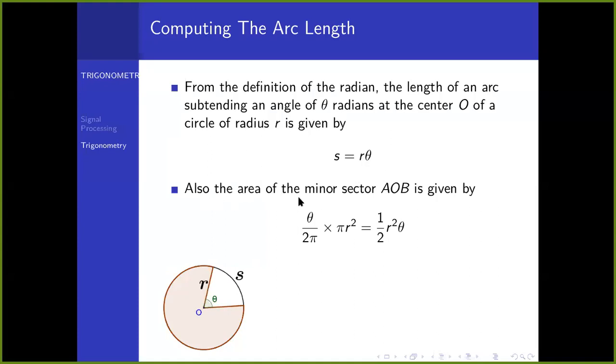In the same fashion, you can see that the area of the minor sector will be given by theta over 2 pi multiplied by pi r squared. And this is just the same as half r squared theta. So this only works if your angles are in radians. If they are not in radians, this will not work. These formulas are only when your angles are in radians.